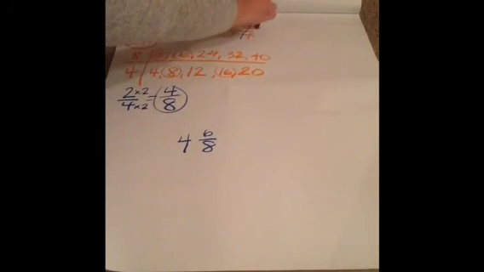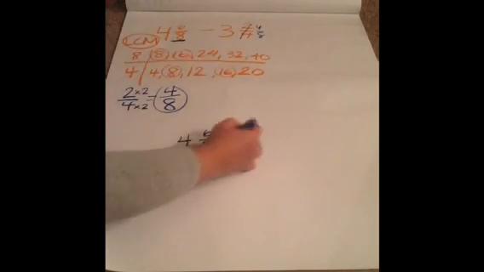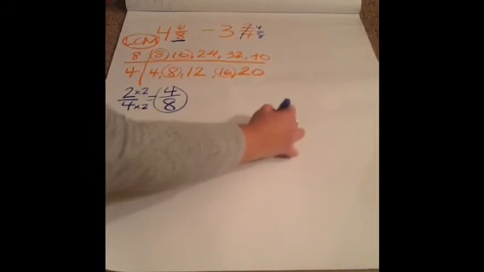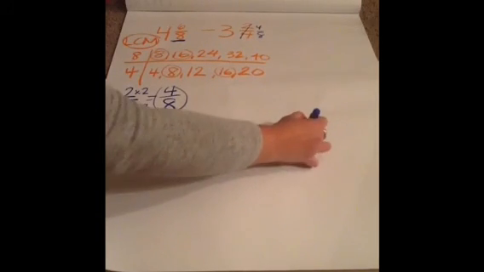And then I'm going to change 2/4 equals how many eighths? Well, 4 times 2 is 8. 2 times 2 is 4. So this right here is 4/8. So I am subtracting 3 4/8.